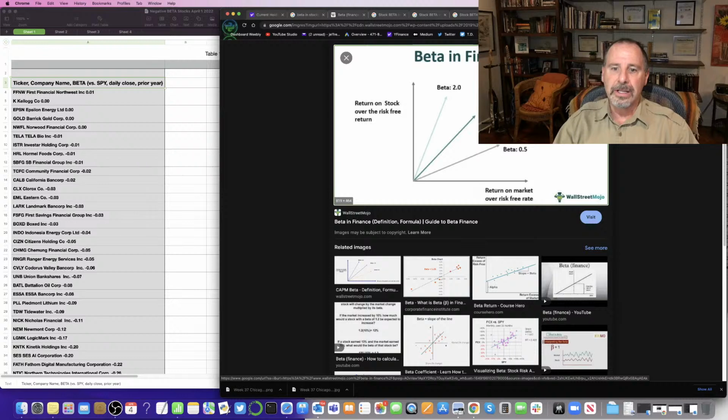So if the market goes up this amount in the center, a beta of 0.5 moves less, half as much. A beta of 2.0 moves twice as much. Now a negative beta, that seems weird. That means that it moves in the opposite direction. So a negative 1 would be going down the other way. So the index goes up 1%, your negative beta stock goes down 1%.